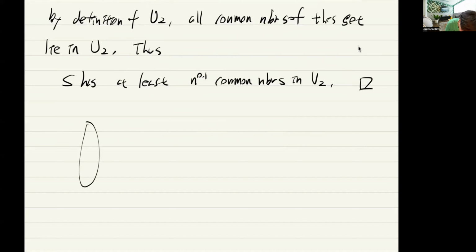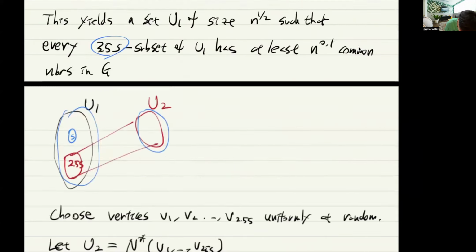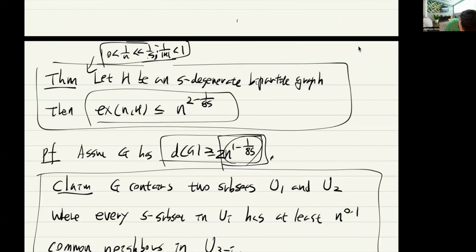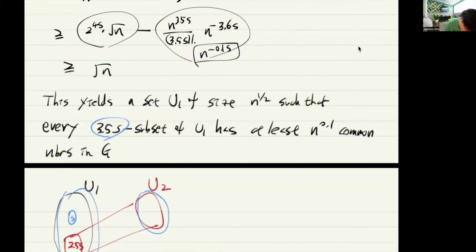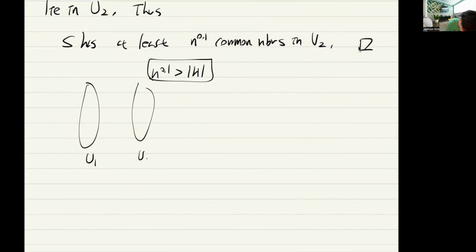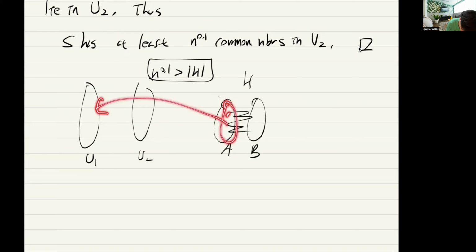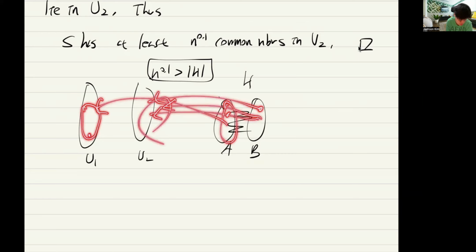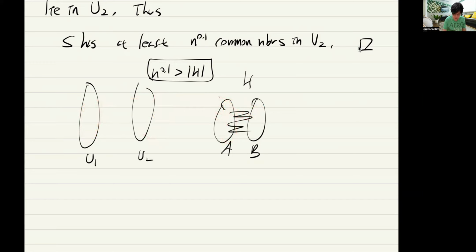Now we assume that n is large enough that n to the 0.1 is bigger than the size of H that we know. Proving this is easy. From this G, you can find U1 and U2. Then you have H with A and B, which is s-degenerate, and you just embed everything of A in U1, and then embed one by one, just like what we did the previous time. I will not write down this part, as this is easy.